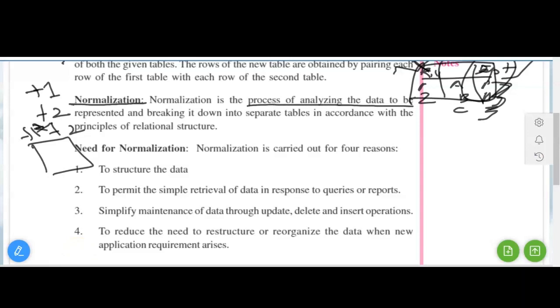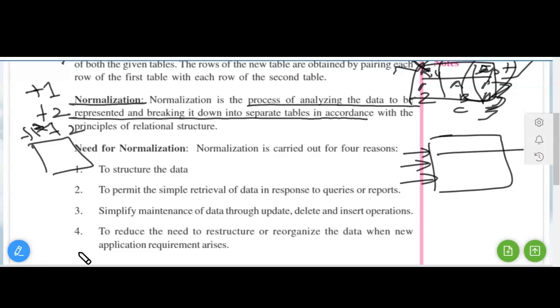It is a process of analyzing the data to be represented and breaking it down into separate tables. So you already have some table like this. After you enter so much data in the rows, after a certain point of time, inserting and retrieving data becomes difficult. In that case, you have to normalize the table in such a way that these anomalies are not there, so you can easily update, delete, and insert the data. If so much duplicate data is there, this step is known as normalizing the table.